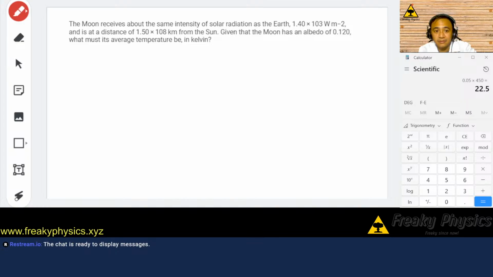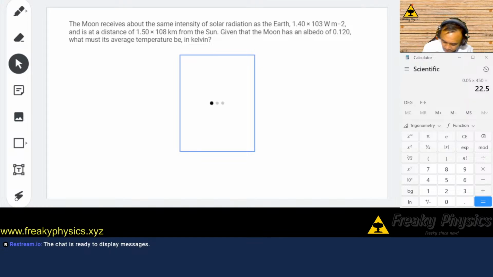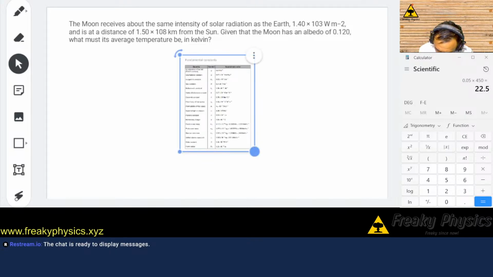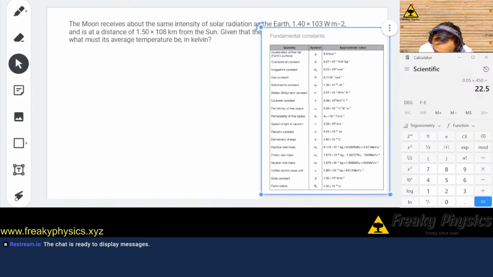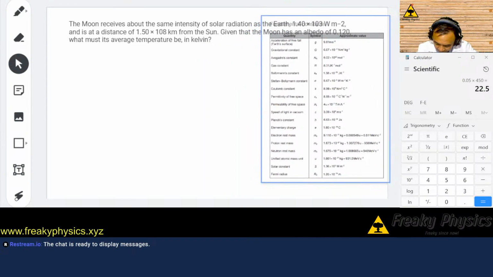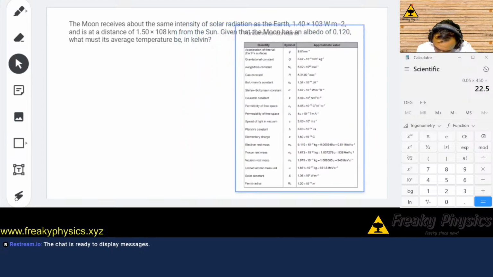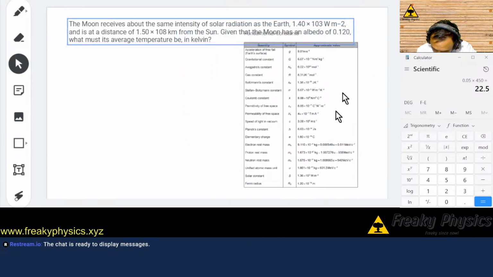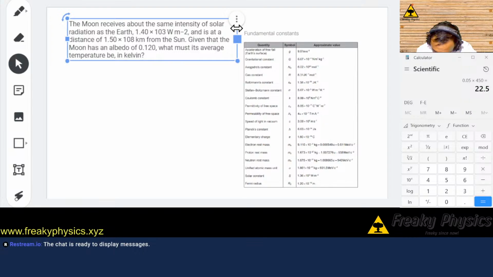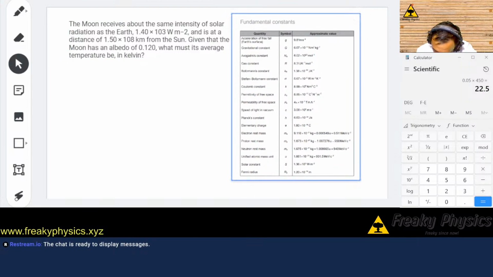So this value, which is called the solar constant, I'll copy that particular value here on the board, but you will see this in the data booklet on this page. Okay, so let's go back here. All right, so we have all these fundamental constants here, and we're going to focus our attention on the solar constant S. Where is it in the data booklet? It's going to be somewhere here.